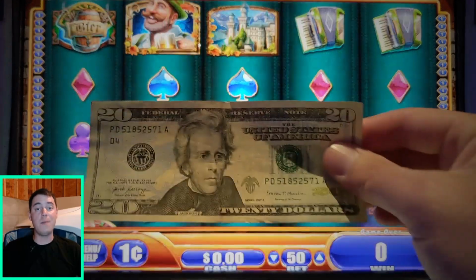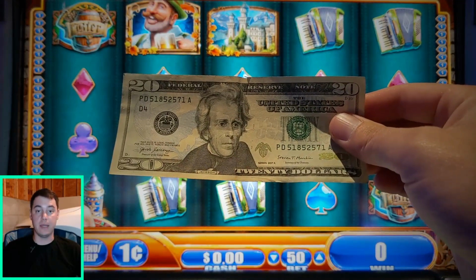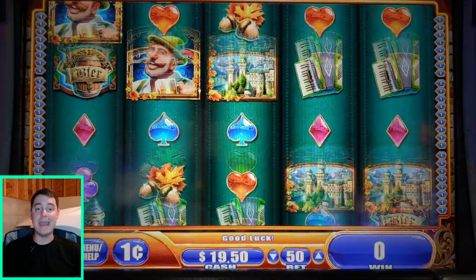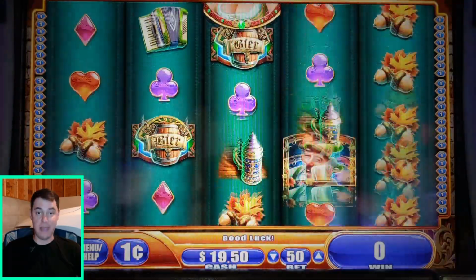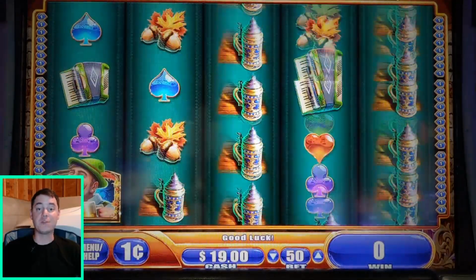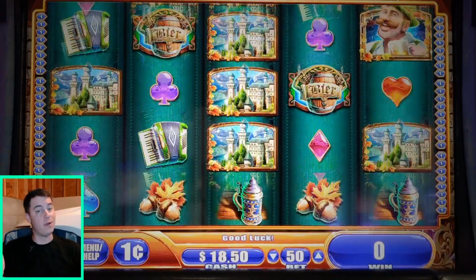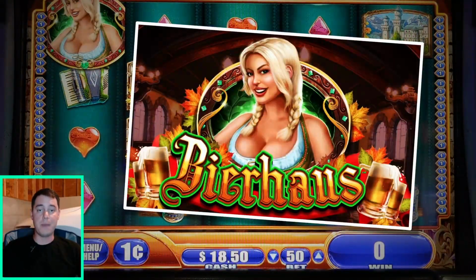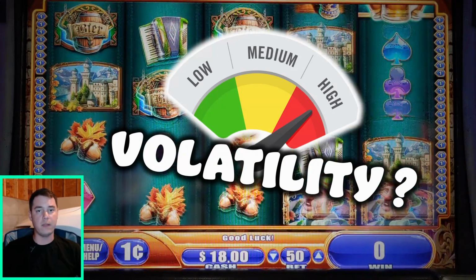We're talking all about slot machine volatility, plus which aspects of a game will affect the volatility, and how you can use this information on your next casino visit. Hey there, and welcome back to our slot strategy series. We're in the garage and we're playing Beer House by WMS. And we'll start by answering the question, what is volatility?